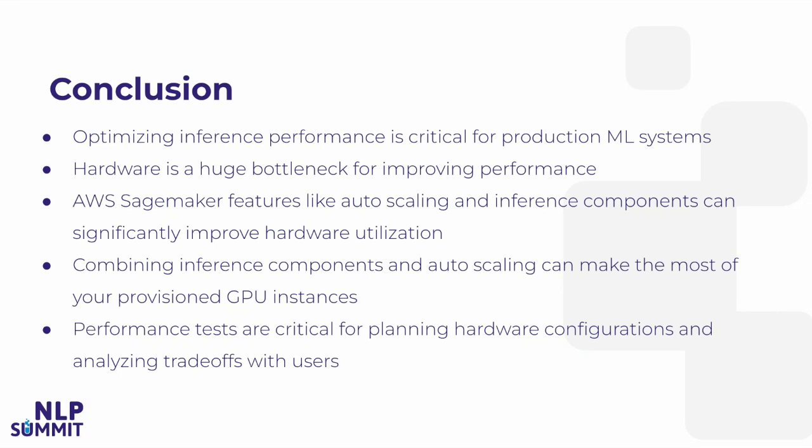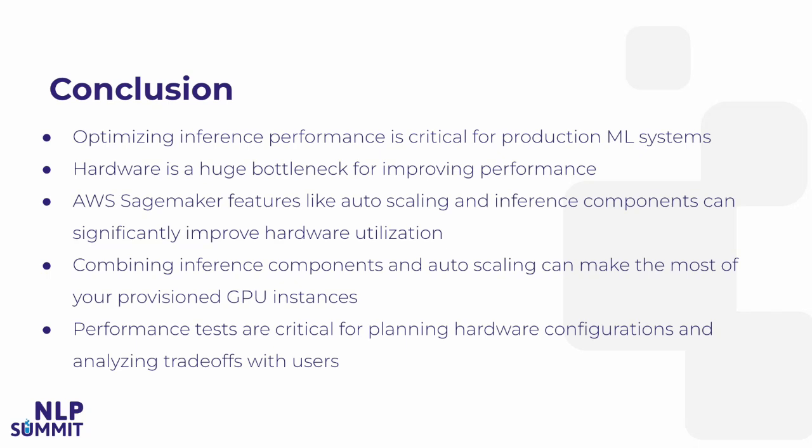In conclusion, I'll summarize the key points for this presentation. Optimizing inference performance is critical for production ML systems. The last thing you want is errors or unacceptable latency for the consumers of your system. Hardware is a huge bottleneck for improving performance. We talked at the beginning about the high demand and scarcity of high-performance GPUs. Everybody wants them, so it's likely you won't be allocated as many as you wish, even if you have the money.